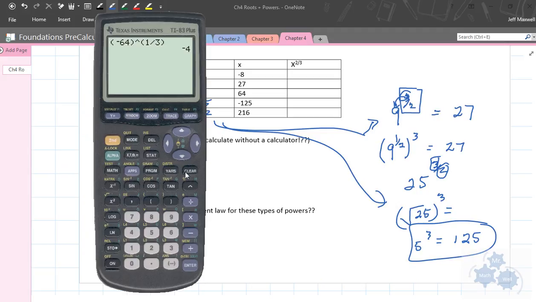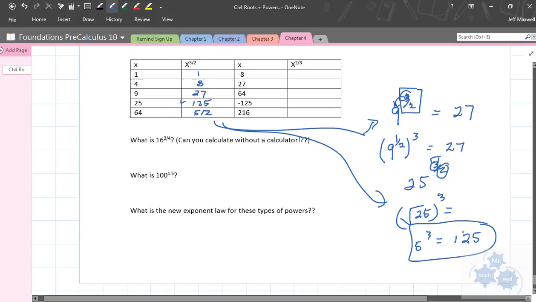So, on the calculator: bracket, negative 8, bracket, to the power of, bracket, 2 divided by 3. Is that what we're looking for? You guys got error. You shouldn't have got error if you have this. Let's see if you get it again when you do it again. You guys all get error? Okay, well, let's take a look at it.